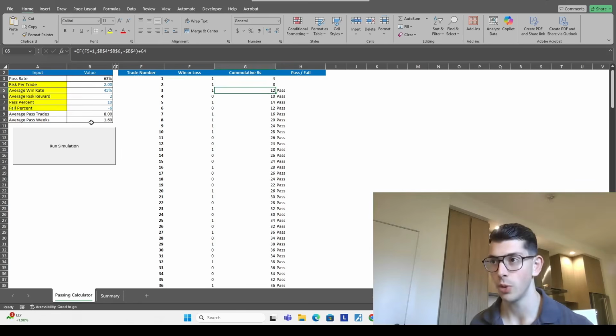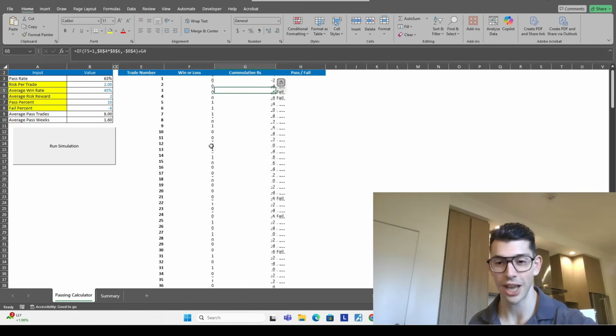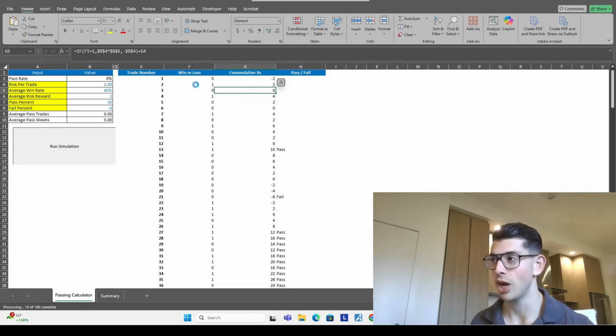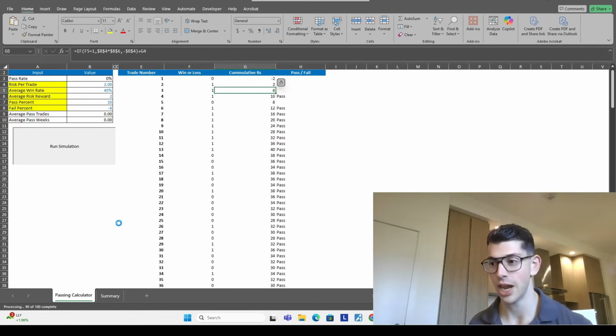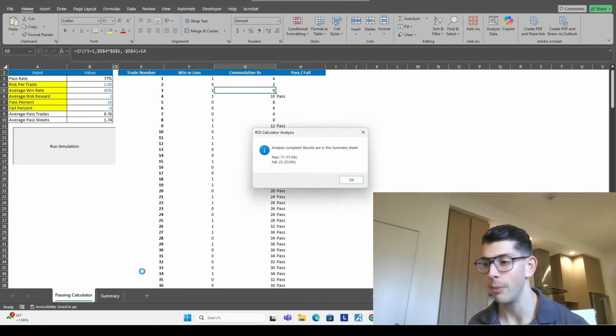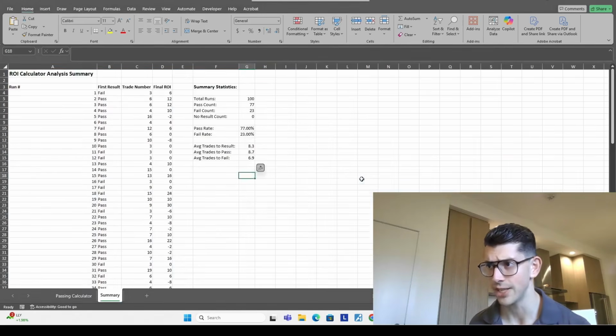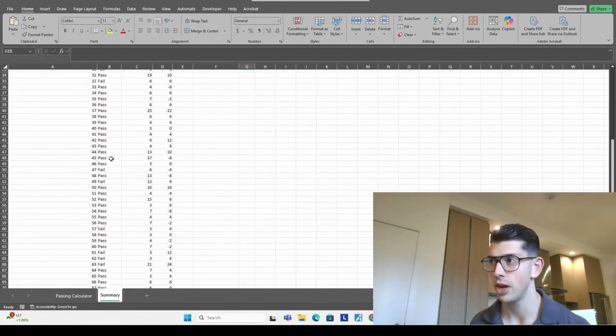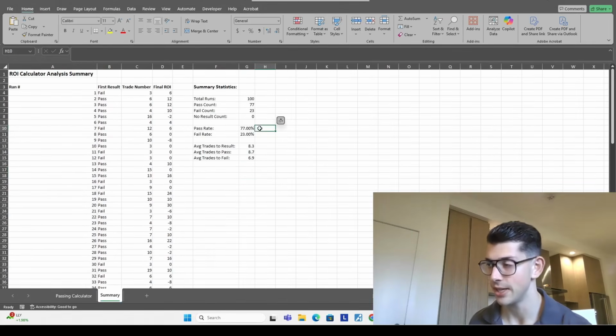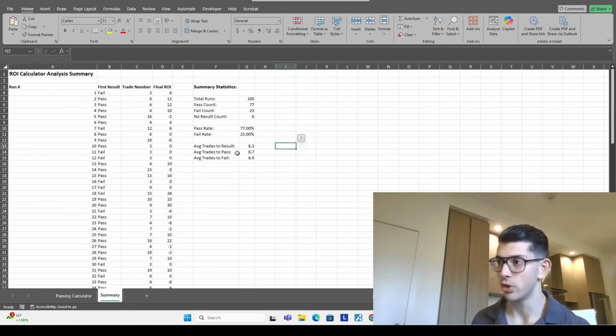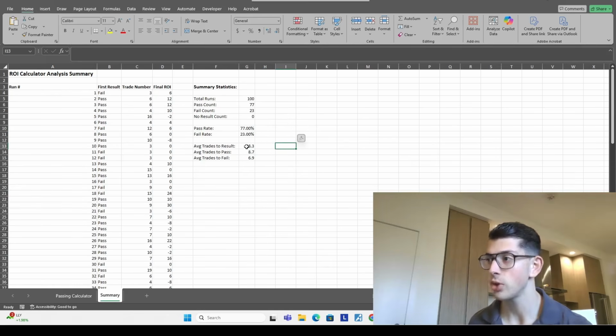What we can do is run several different simulations where, instead of me manually pressing F9 to refresh, this will run hundreds of different simulations and output them in a summary tab, telling us how quickly we should pass or fail. You can see that here. We're running a bunch of different trials, and in this particular scenario it's taking us around 8.7 trades to pass, 6.9 to fail, and we're passing around 77% of our challenges.